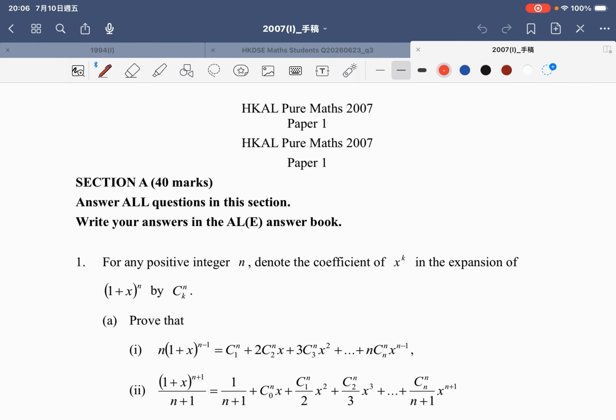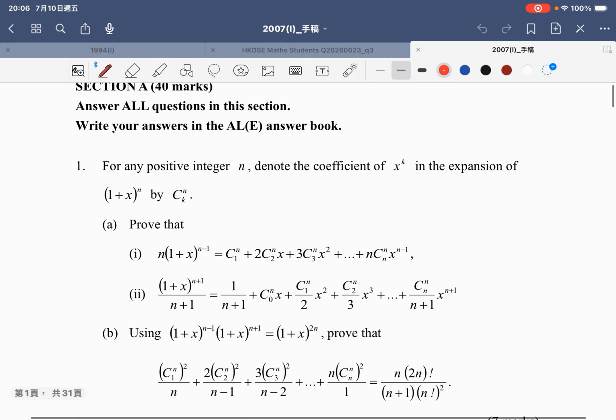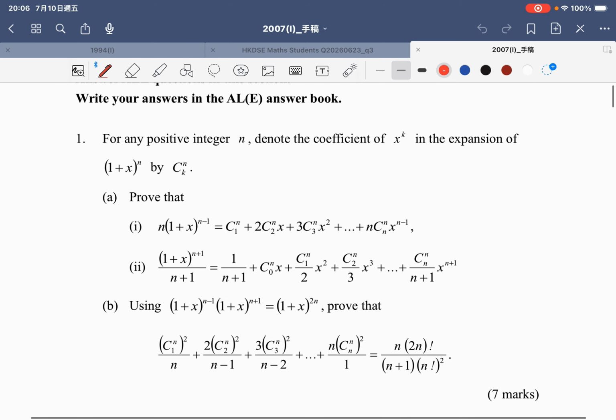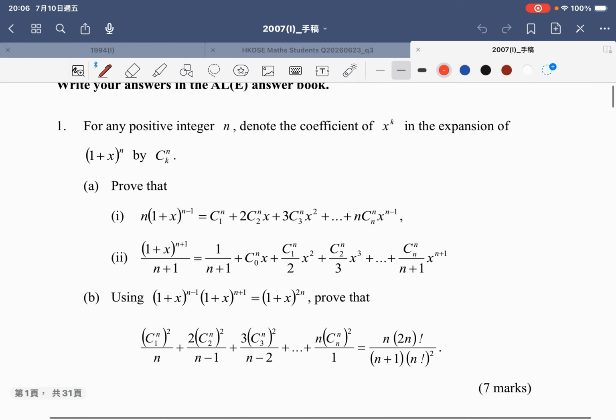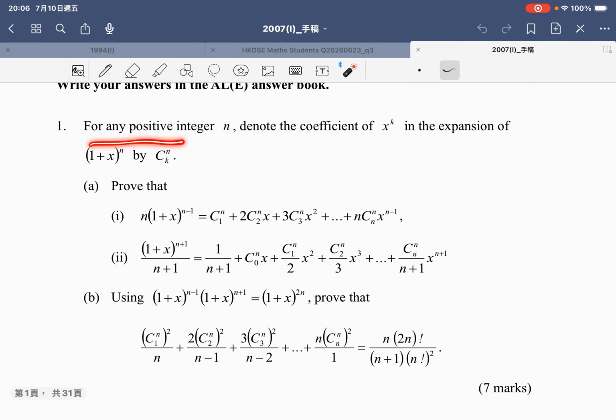2007, paper 1, and this is question 1. It is a binomial question. Okay, let's look at the details of this question. For any positive integer n, denote the coefficient of x to the power k in the expansion of (1 + x)^n by nCk, and prove the following two identities.